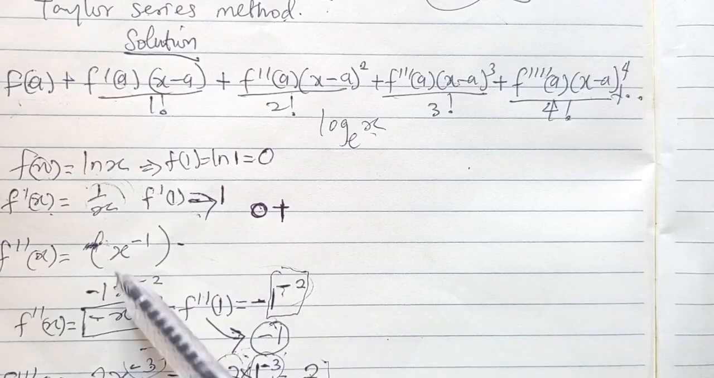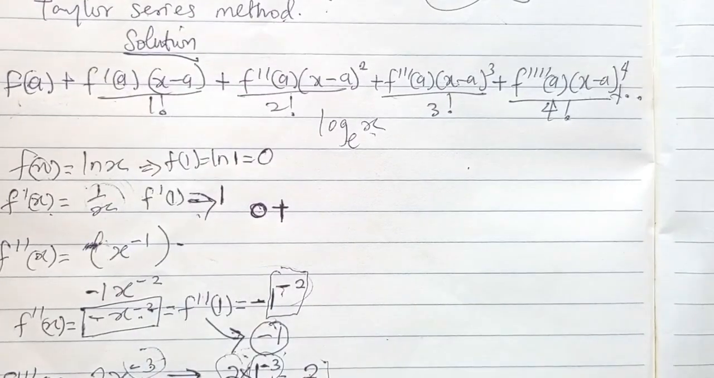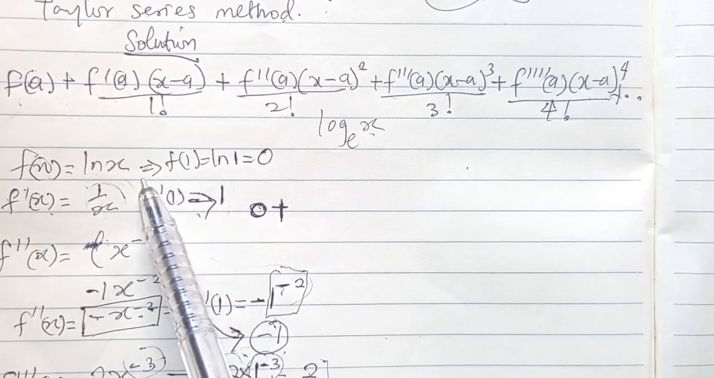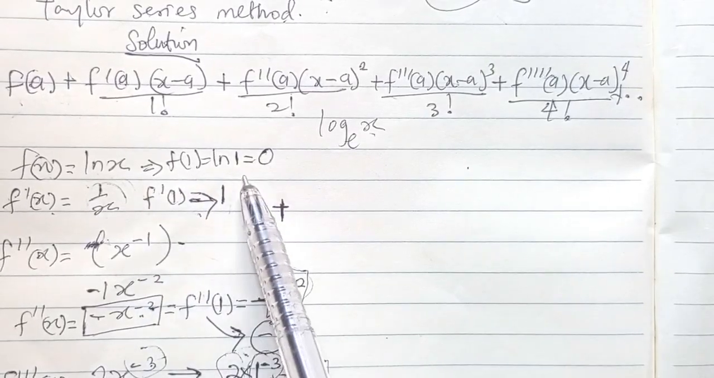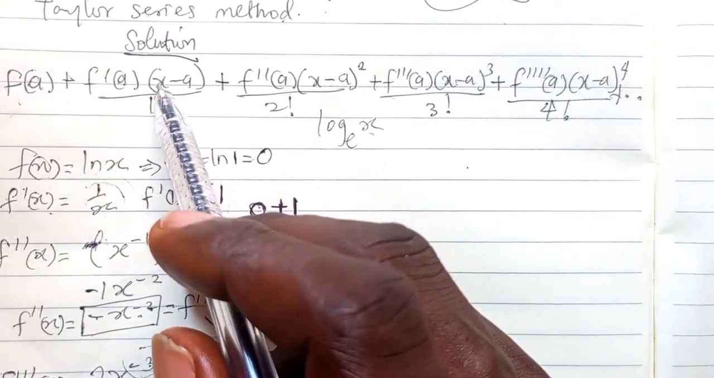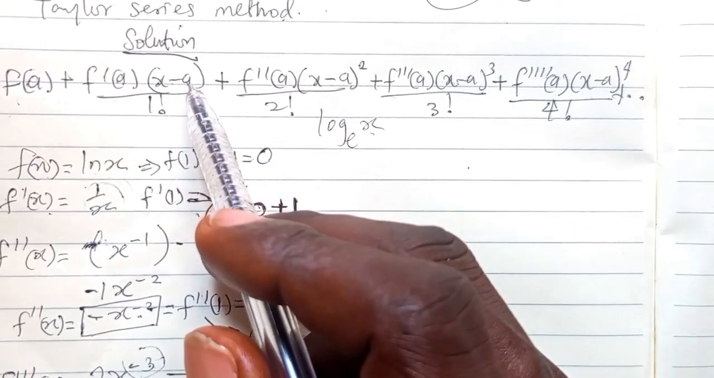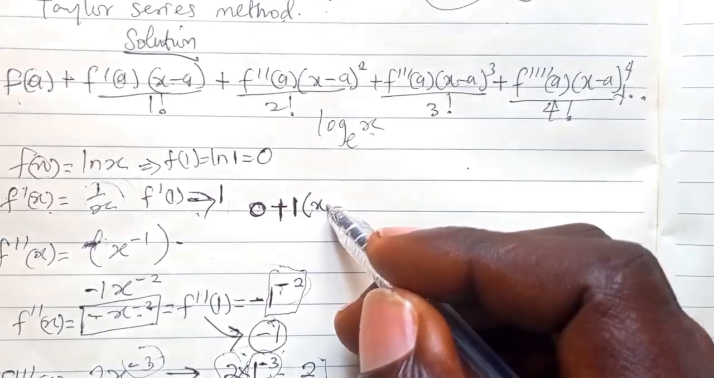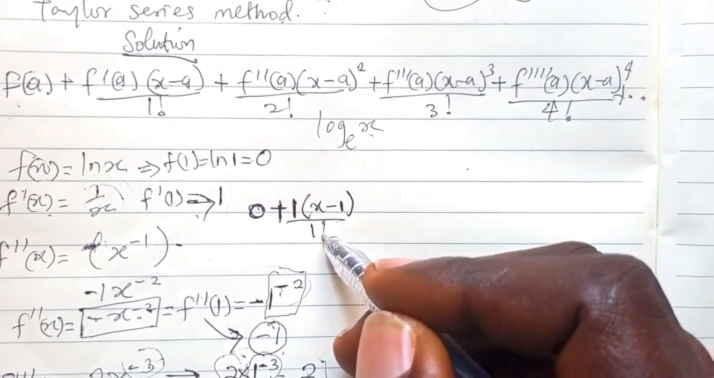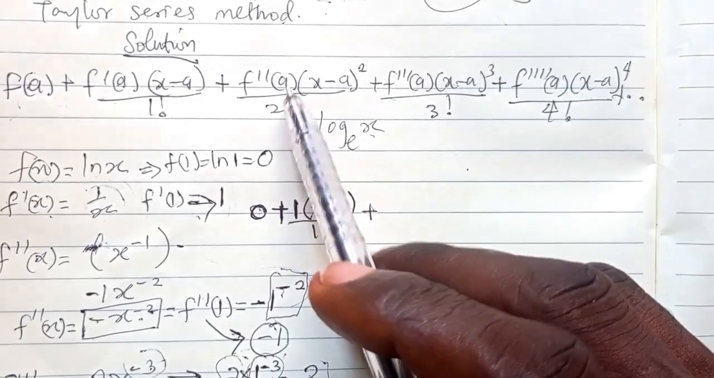Okay, I'm at this point now, so I need f prime of 1. Look at it here. The answer was 1. F prime of 1 is 1. So this one gives me 1. Then I'm going to write x minus 1, because a is 1, over 1 factorial, plus.